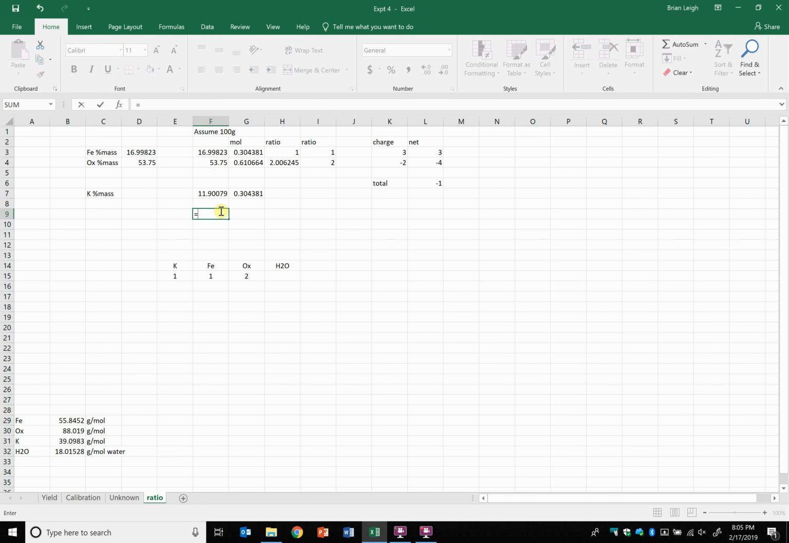We know that our whole system has to be 100 grams. So if I have 100 grams, and 16 is coming from iron, I'll subtract that, and then 53 is coming from oxalate, subtract that, and we have 11.9 coming from potassium, I'll subtract that. We have some percent mass that we have not accounted for, 17% mass. And so that is going to come from the H2O.